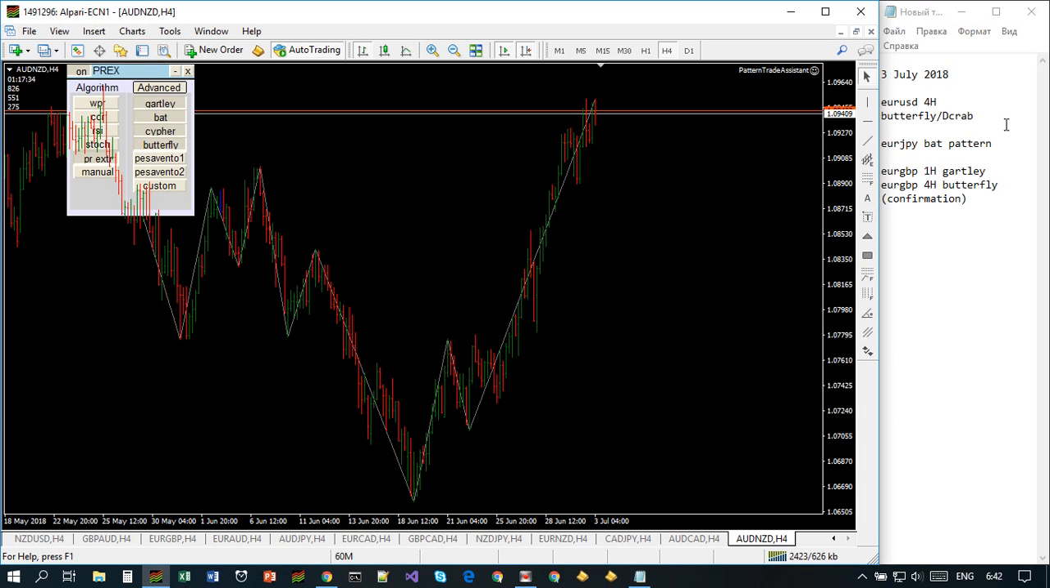So here's the list: Euro dollar 4 hour butterfly or deep crab, depending on your approach. Euro yen bat pattern, harmonic pattern. Euro GBP 1 hour Gartley for both approaches, either this or that. And Euro GBP 4 hour butterfly requires some confirmation because it's not an obvious one. Okay guys, here it is. High probability setups. All these setups are more than 60% correct.